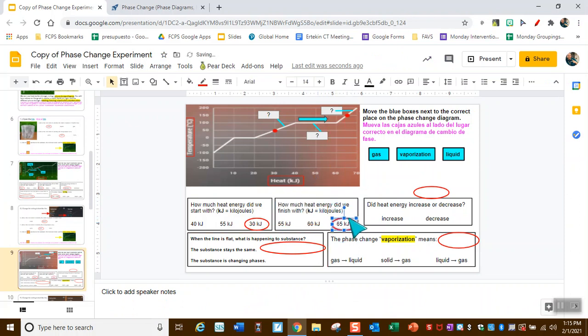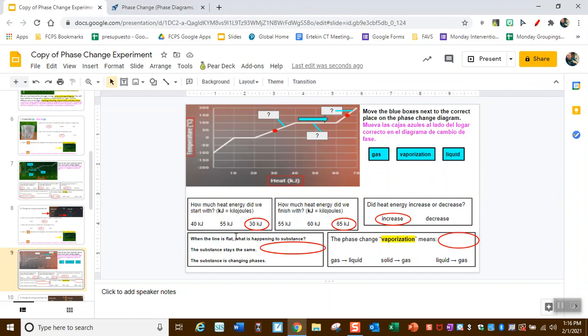Oops, move the box over here. Okay, we started with 30 kilojoules and we finished with 65 kilojoules. Did heat energy increase or decrease? Empezamos con 30 kilojoules y terminamos con 65 kilojoules. ¿Aumentó o disminuyó la energía de calor? Heat energy, of course, increases. Good job.